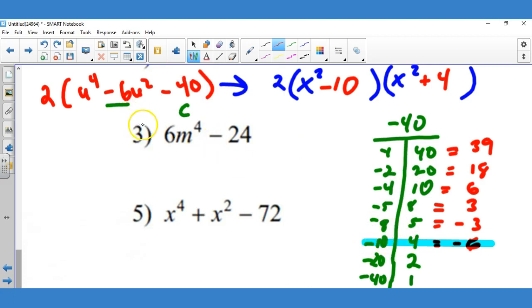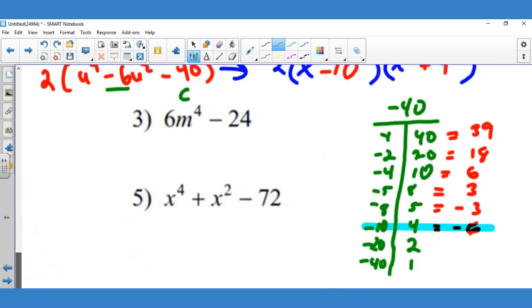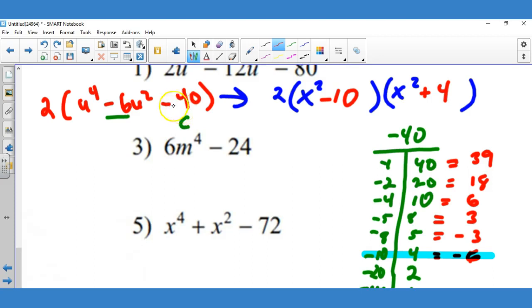If you read the rules and can put them in your head, number 2 says, if the constant term is negative, and we had -40, then the signs will be different. If the middle term is positive, the larger term will be positive. The middle term is negative, so the larger term will be negative. In this case, the constant is negative and the middle term is negative, so the larger term will be negative.